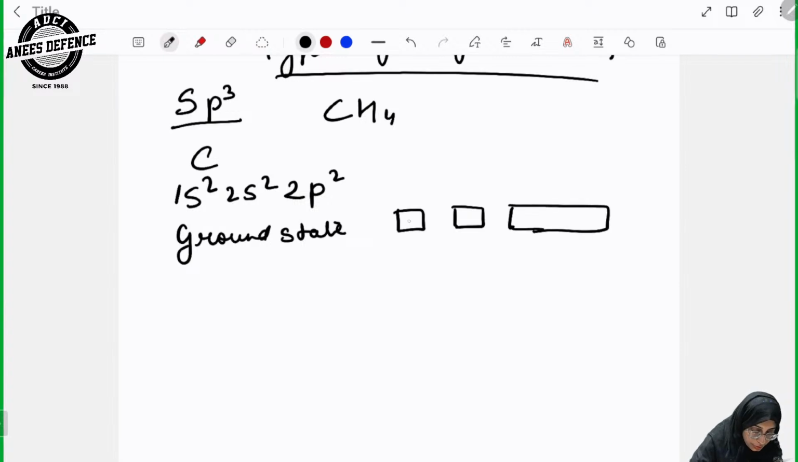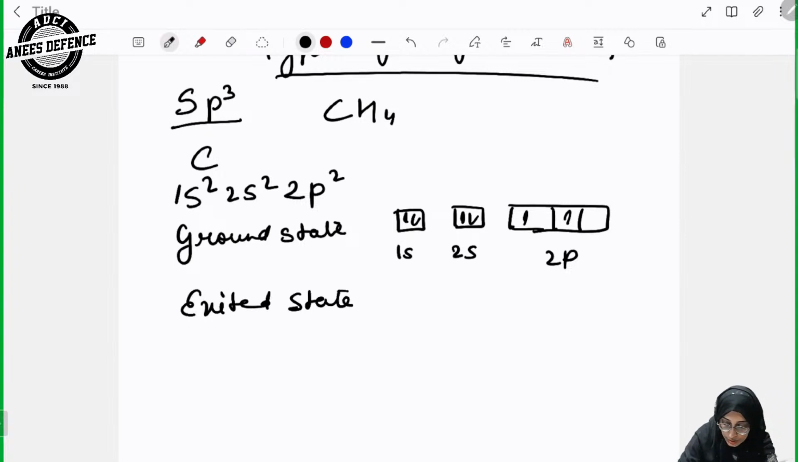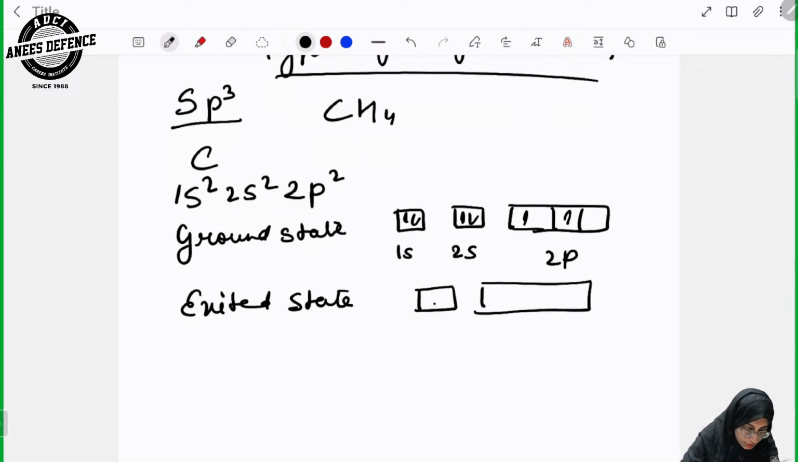It is in the ground state: 1s, 2s and 2p. Then in the excited state, 1s is not participating in any bonding, it is inner. Now in the excited state, one of the s orbital electrons will shift to px, py and pz. Now it is in the excited state.